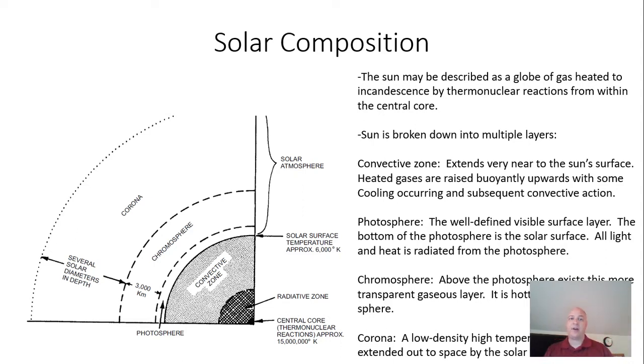So the Sun being very hot in that convective zone, that's going to result in buoyantly rising air upwards. Now the photosphere, this again is the well-defined visible surface layer of the Sun. The bottom of the photosphere is actually considered the solar surface. And all light and heat is radiated from the photosphere.